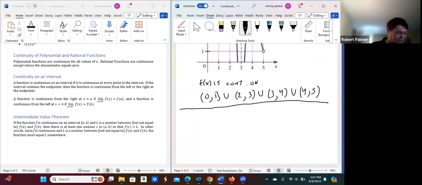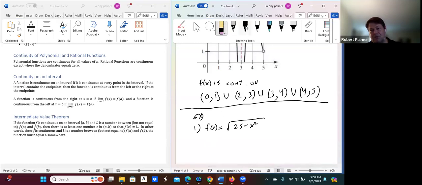Let's talk about another example. So let's do a different type of problem. Let's call this 1 again. Let's say we have this function. So f of x is equal to the square root of 25 minus x squared. What I want to find out is, take a look at this function and see where it's continuous. So where is it continuous? That's our question. And based on what intervals is it continuous?